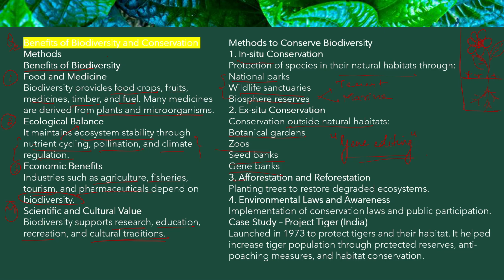Next, we have afforestation and reforestation, planting trees to restore a degraded ecosystem. Environmental laws and awareness, implementation of conservation laws and public participation, very important point. Now, a case study like we have done, Project Tiger, launched in 1973 to protect tigers and their habitat. It helped increase tiger populations through protected reserves, anti-poaching measures, and habitat conservation. Important.